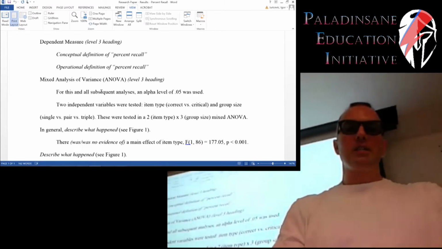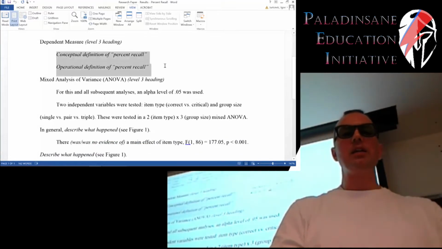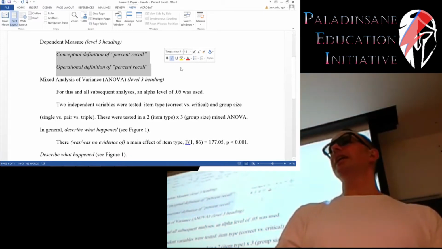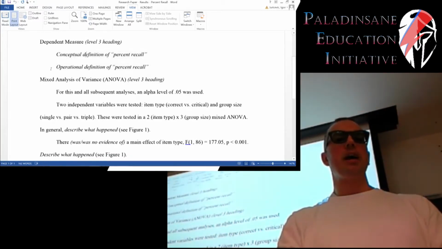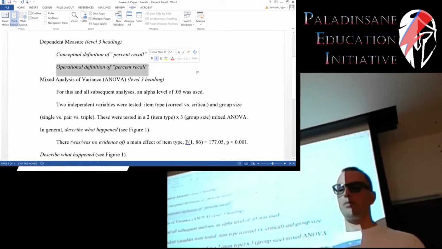All right, so let's get started on the first section of information that we need. We're going to need a conceptual definition of percent recall. I found that that's oftentimes the most challenging thing. So we're going to save that. We're going to put a pin in that. And we're going to start with our operational definition of percent recall.